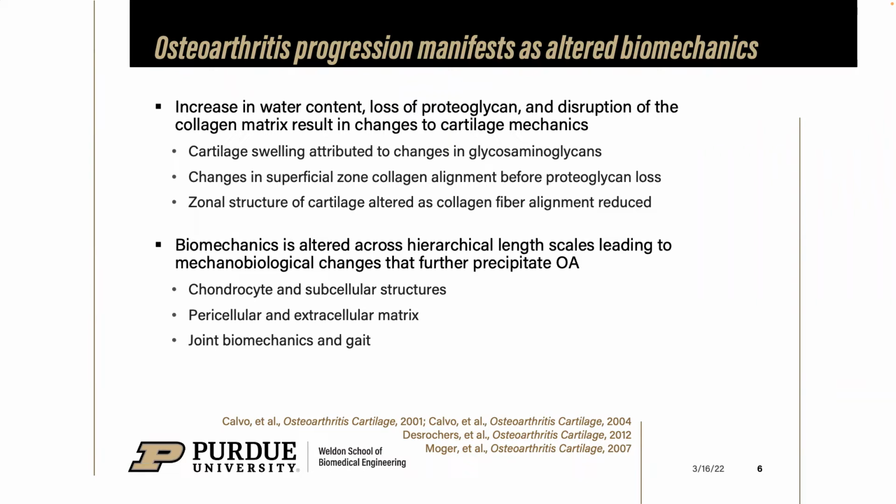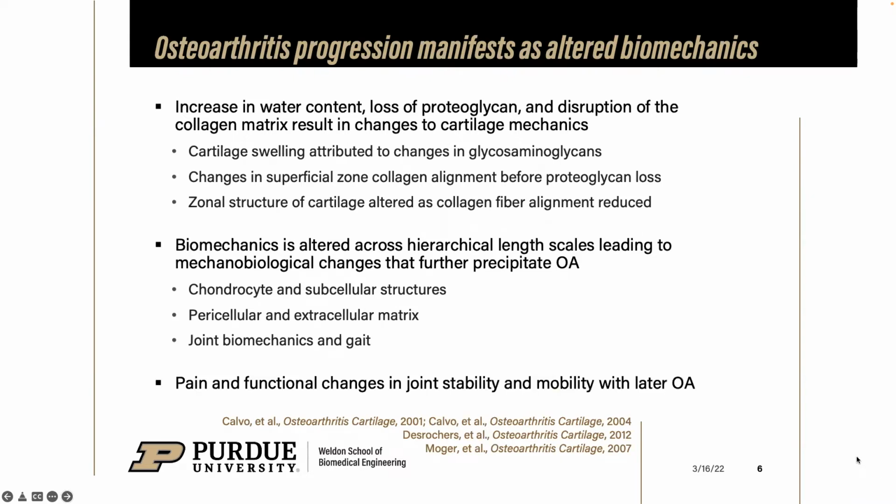We know that along with these changes in biomechanical behavior, you end up getting changes in mechanobiology. And that's why the other portion of my lab now looks at mechanobiology as well, because it's those mechanobiological changes that further precipitate the progression of OA, right? Thus incentivizing us to stop it early on. It can do that in a number of ways, from the cell scale all the way to changes in joint biomechanics and gait. And then, of course, eventually all of these changes alter the pain and the function of the joint overall in terms of stability and mobility, right?